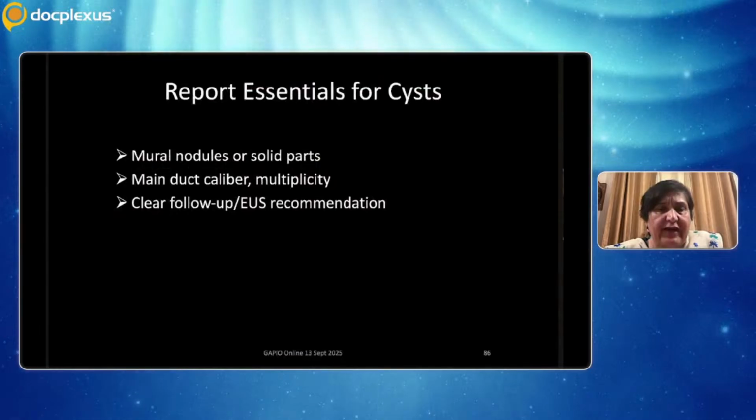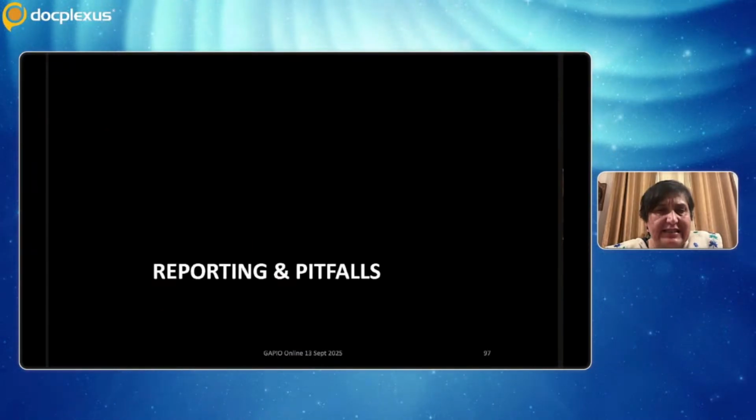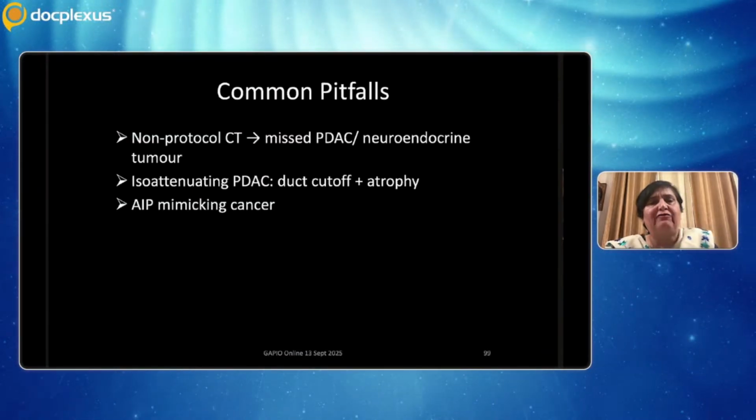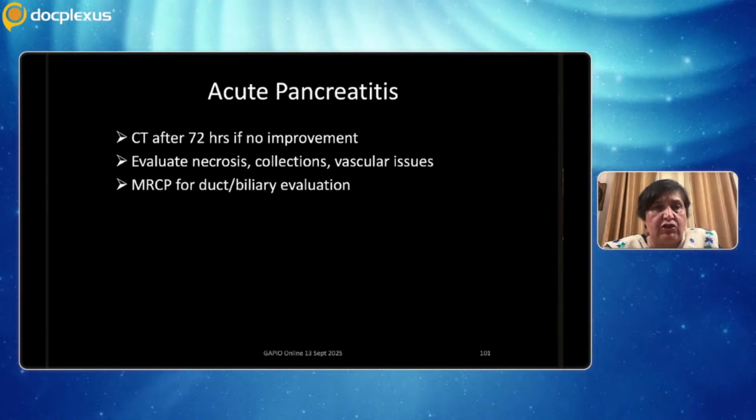I won't cover pancreatic lesions, pancreatic cysts. So common pitfalls which are there are you can miss adenocarcinomas and neuroendocrine tumors if you don't protocolize your CT. If there are isoattenuating tumors, there may be a duct cutoff and atrophy, which you must pick up. Autoimmune pancreatitis sometimes may mimic cancers.